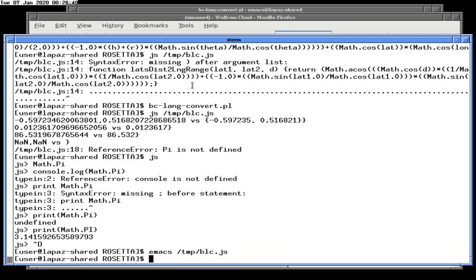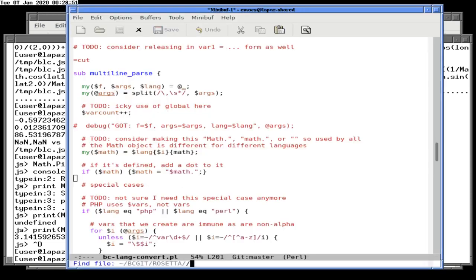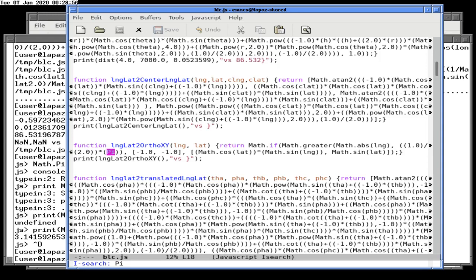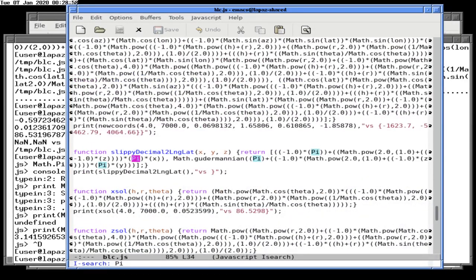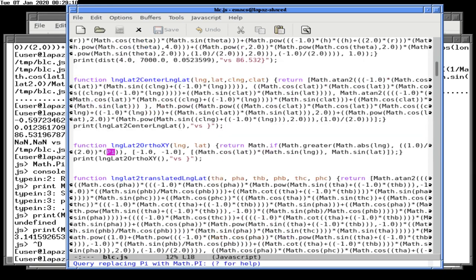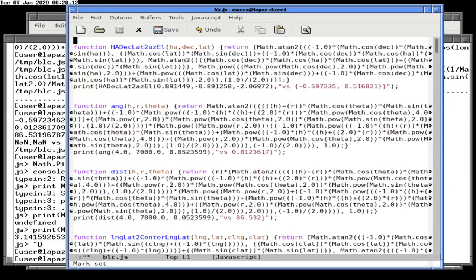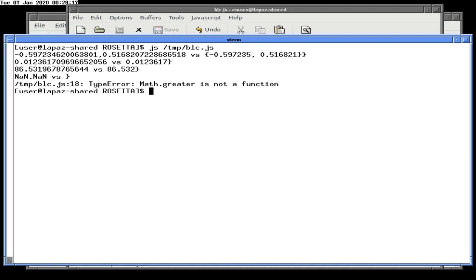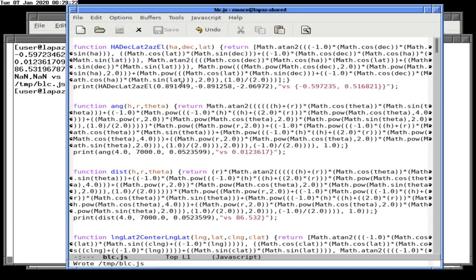Actually, I can bring it up over here. Okay. Pi goes to Math.PI across the board. Okay, now let's see if it works. Math.greater is not a function. No, I don't think it is either.